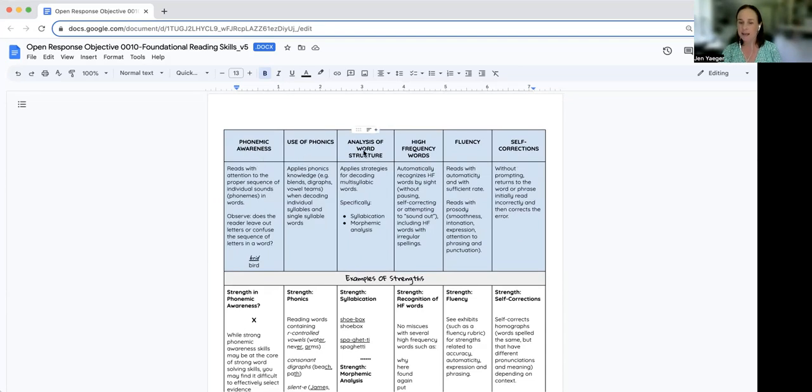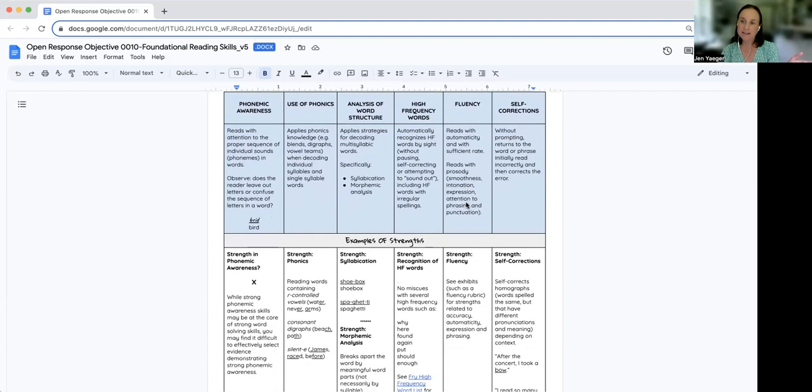You will see, instead of syllabication and morphemic analysis in their own columns, I put them under the header of analysis of word structure, which encompasses both. Then high frequency words, fluency, which includes automaticity, accuracy, pace, and so on, and then self-corrections. In the sheet that you can access and download, I do give you a little bit of information about what each of those things entails and what you should observe.